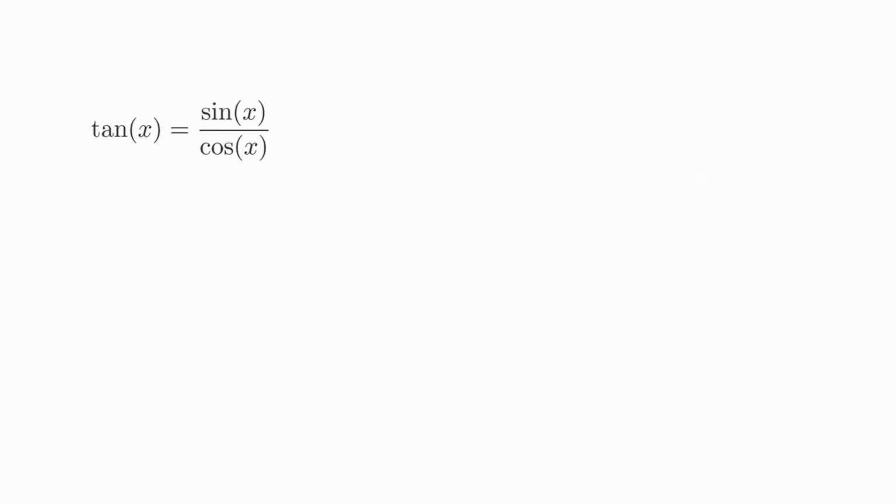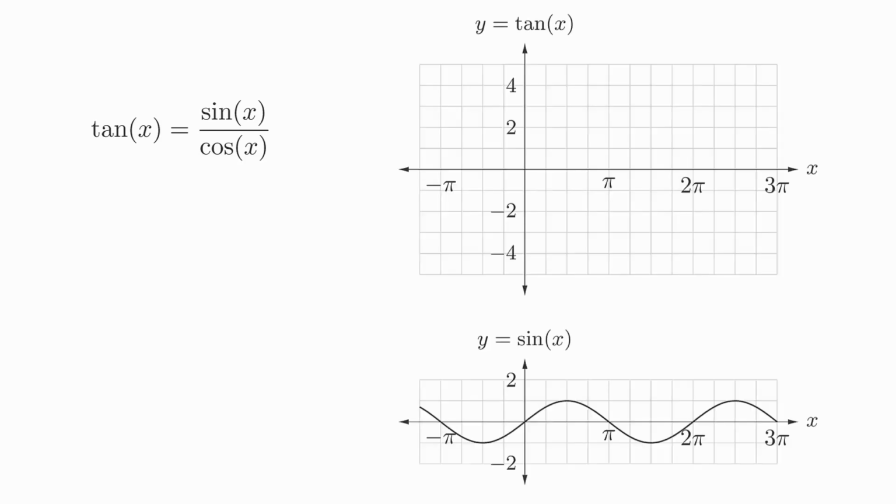Since tan(x) is equal to sin(x) over cos(x), we can apply these ideas to get a reasonable sketch of the graph. We will start with the zeros. The zeros of tan(x) will be the zeros of sin(x). These happen at 0, plus or minus pi, plus or minus 2 pi, plus or minus 3 pi, and so on. So we will plot these zeros for the tangent function.